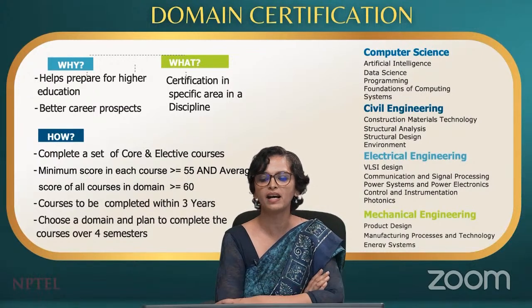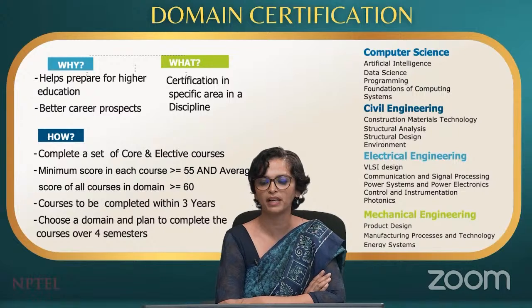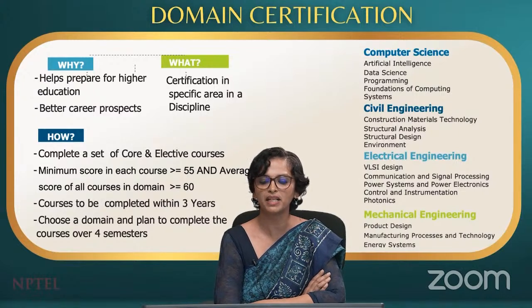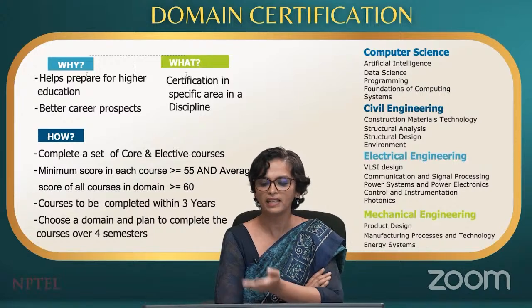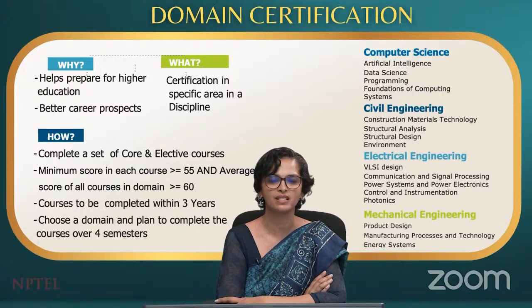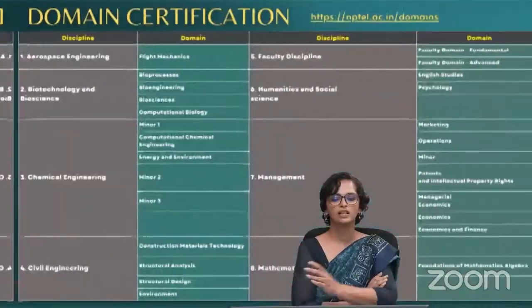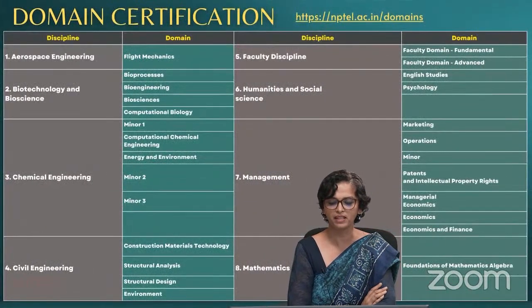In computer science, we have the artificial intelligence domain, data science domain, programming domain, and the foundations of computing systems domain. In civil, you can see construction materials technology, structural analysis, structural design, environment. In electrical, we have VLSI design, communication, signal processing, and so it goes. Here are more details. All the domains that we have so far are listed here.